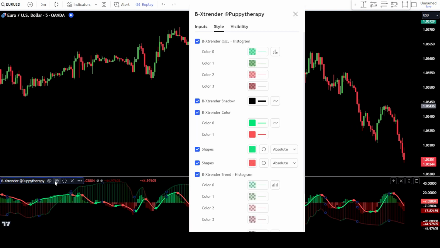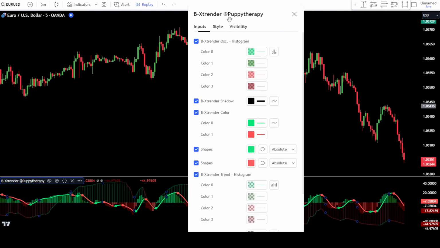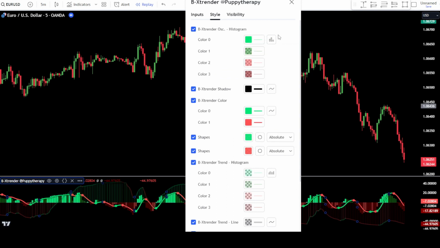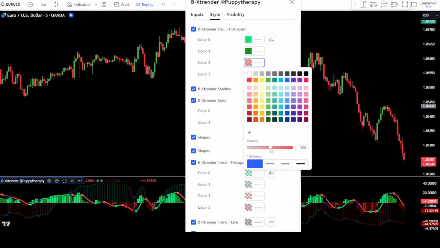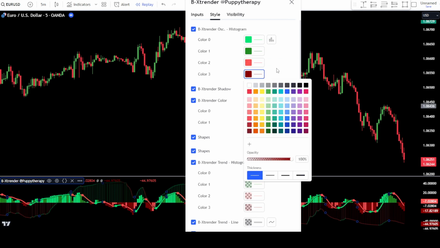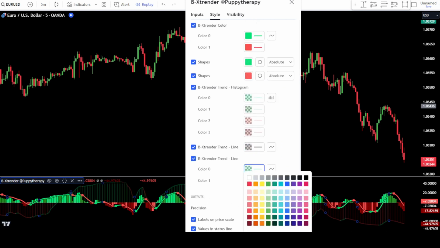Now, go to the B Xtrender indicator settings. In the Input tab, leave it at the default settings. Then, go to the Style tab. In the Style tab, increase the opacity of the B Xtrender oscillator. Also, increase the opacity of the B Xtrender trend to 50.